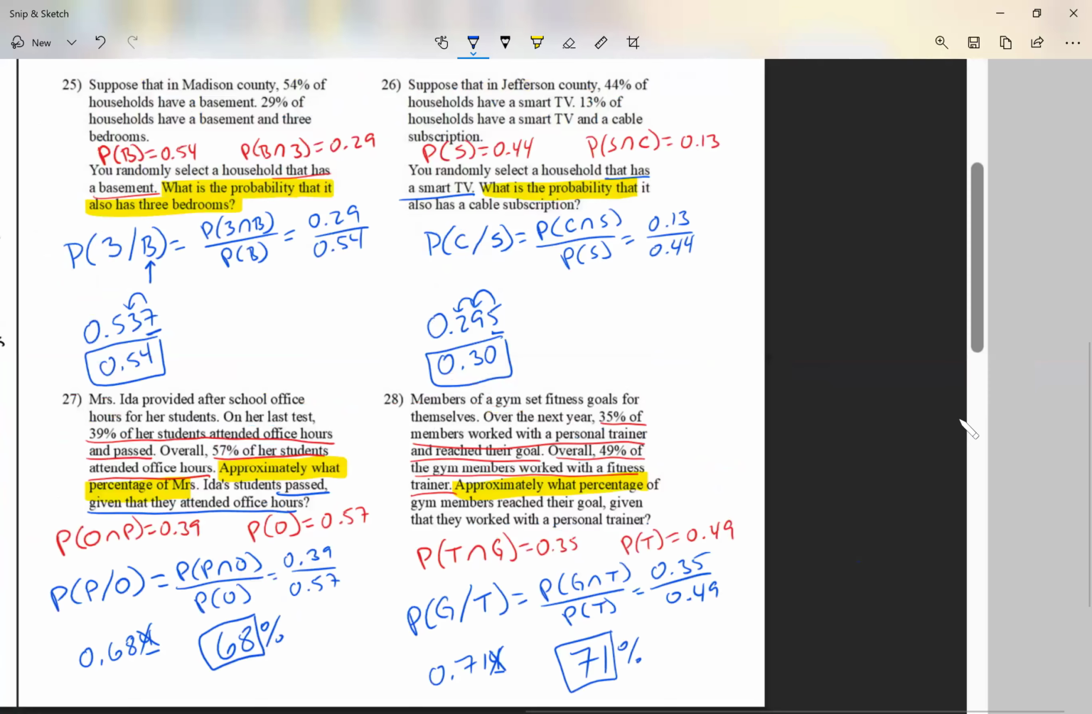Make sure you guys understand. If I'm asking what's the probability, leave it as a decimal. If I'm asking approximately the percentage, then your decimal, change it to percent. Remember, you multiply by 100, basically.